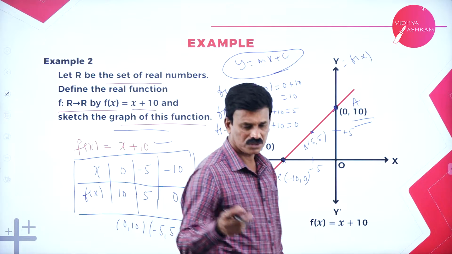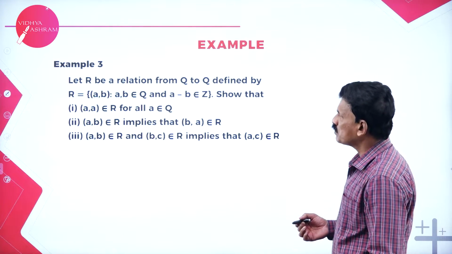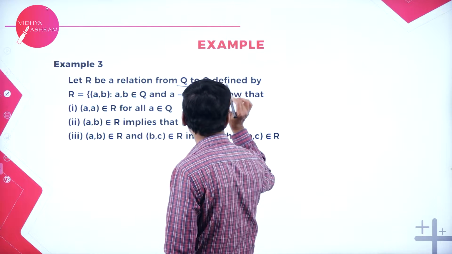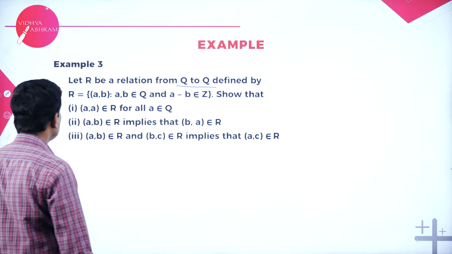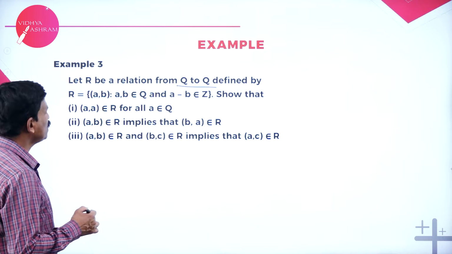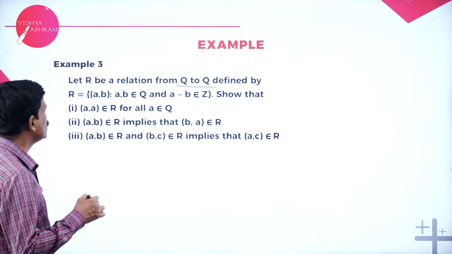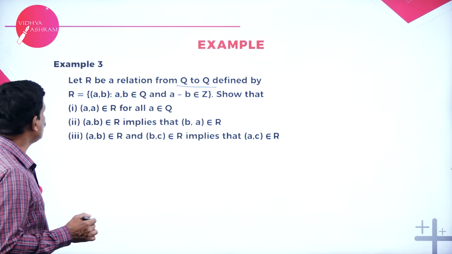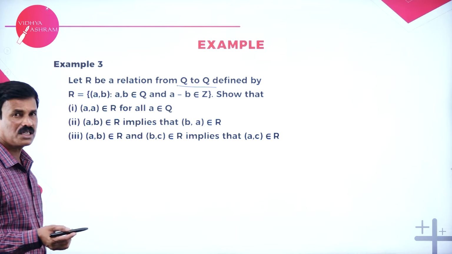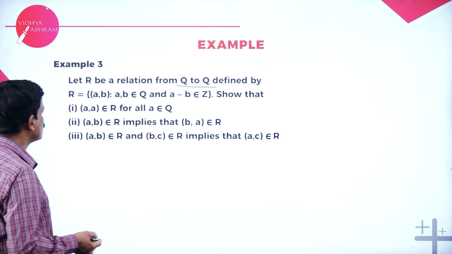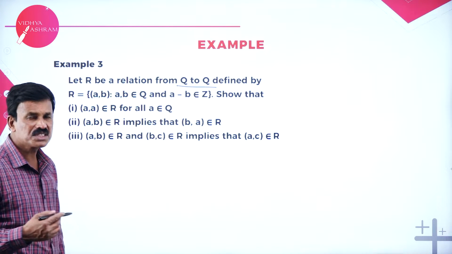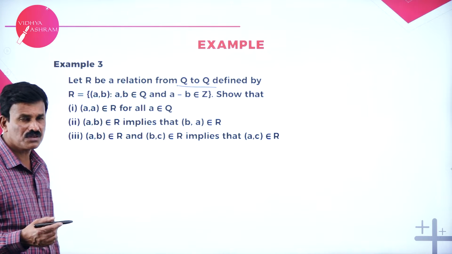Okay. Hope you followed. Now, let us come to the next problem. Problem number 3. What is given? Let R be a relation from Q to Q, the set of rational numbers to rational numbers, defined by R is equal to a comma b, where a comma b belongs to Q and a minus b belongs to Z, the set of integers. Then show that a comma a belongs to R for all a belonging to rational numbers, and a comma b belongs to R implies b comma a also belongs to R, and a comma b belongs to R and b comma c belongs to R implies a comma c also belongs to R. You might have studied in your previous classes, these are the properties of a relation.